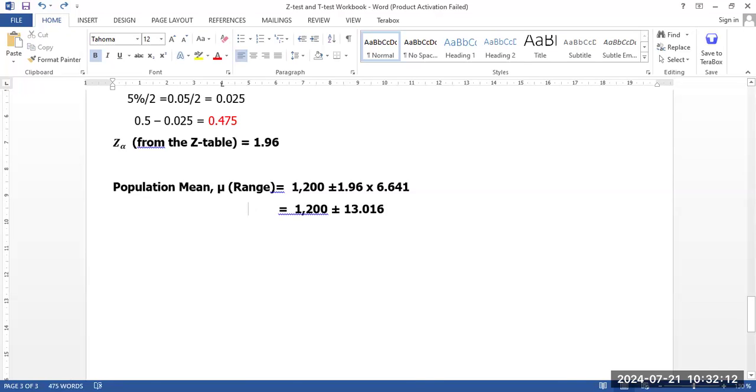This is your range. But the fact that with range, we always need a lower limit. And what will be your lower limit here? You get 1,200. Then you subtract. That's why you have here minus or plus, to get the lower limit and upper limit. So here we are subtracting 13.016.